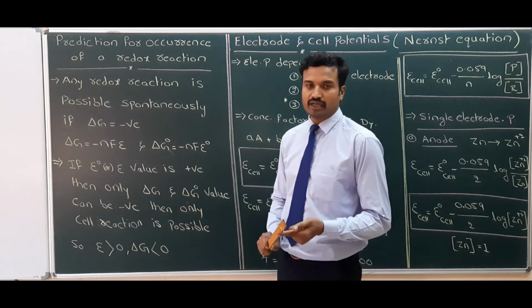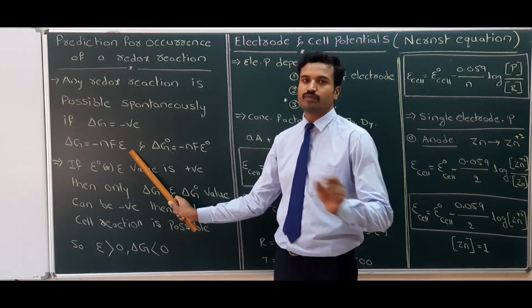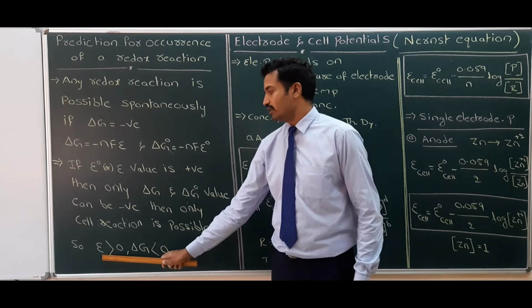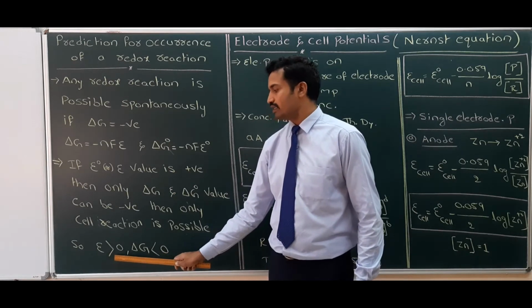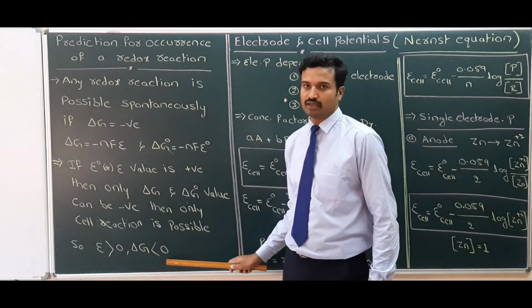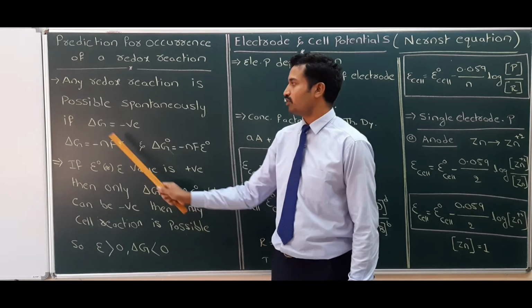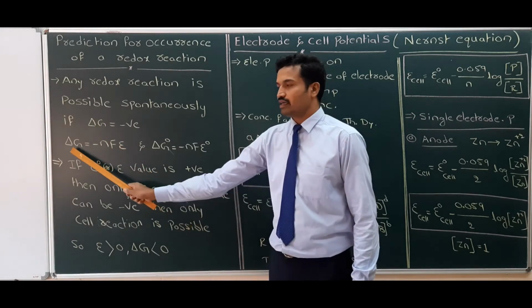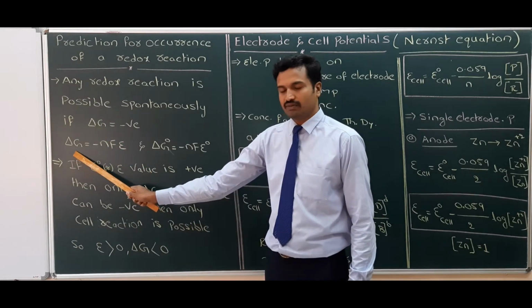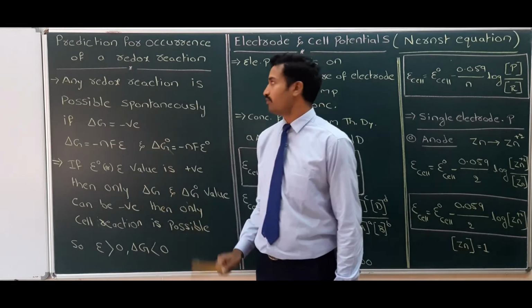So, for spontaneity of a cell reaction, the electrode potential value must always be positive. See here, E is always greater than 0. Then we get a delta G value less than 0. Only then is the cell reaction possible. This is the relationship between delta G and E. Delta G is the Gibbs free energy change. E is the electrode potential or EMF of a cell.